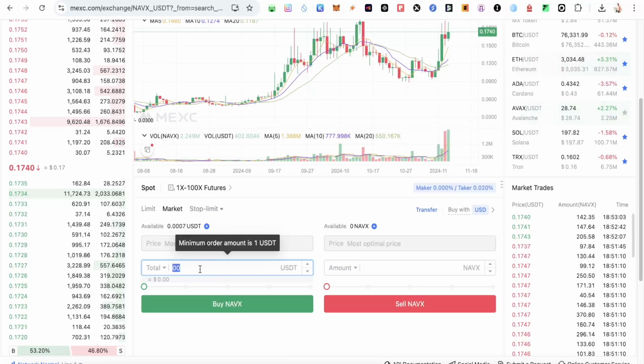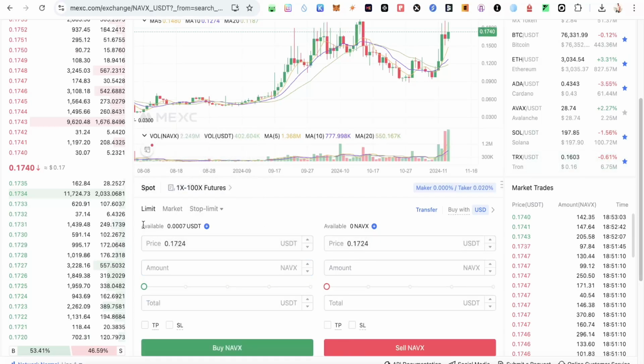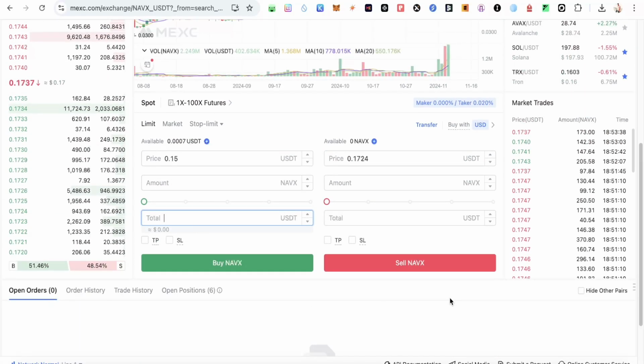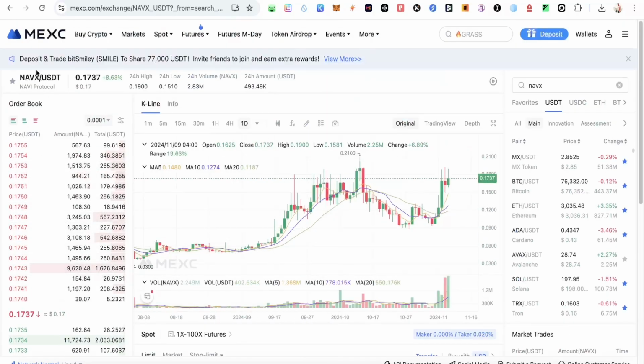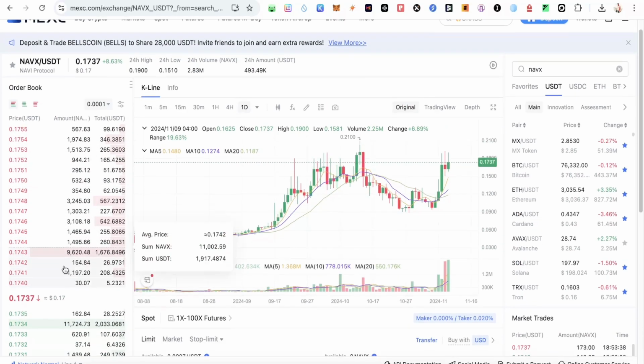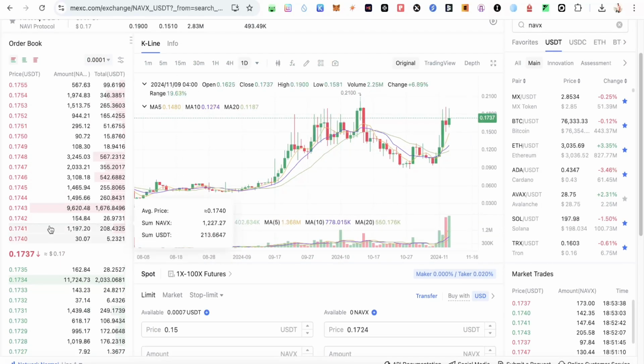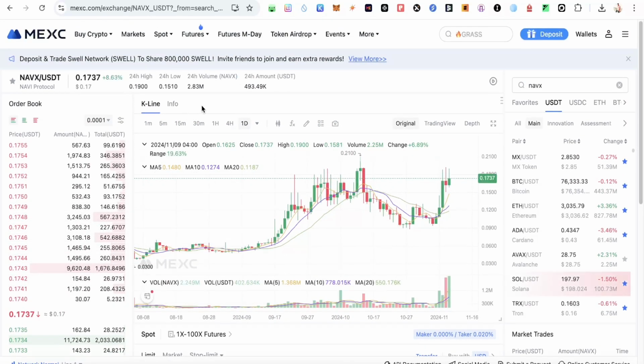So let's say if you want to put 1000 USDT, then simply put 1000 over here and click on buy NAVX. Or a limit order means if you want to buy it at a specific price. For example, if you want to buy at 0.15, simply put in 0.15, put in the amount of USDT and click on buy Navi protocol tokens. This order would be showing in the open orders over here. And as soon as the price of Navi protocol falls to the 0.15 level, your order would be executed and you would be getting Navi protocol tokens in your Mexi Global spot account.